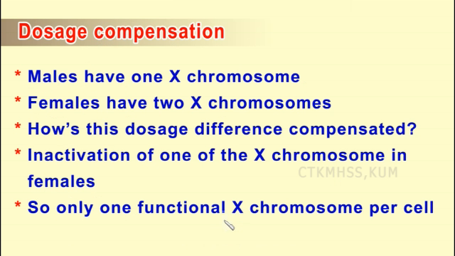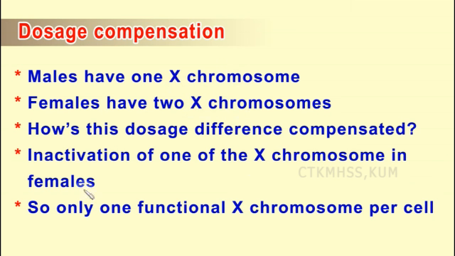So we will see what dosage compensation is. I told you males have one X chromosome and females have two X chromosomes. How is this dosage difference compensated? Here there is one X chromosome, and here two X chromosomes, so the dosage is high in the female. How is it compensated? It is compensated by inactivation of one of the X chromosomes in females.